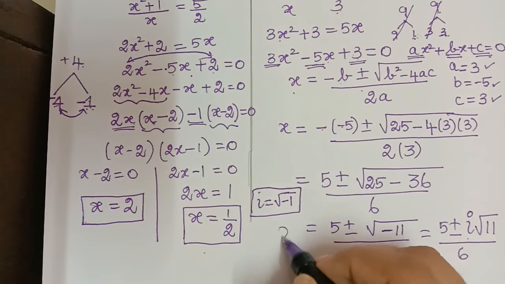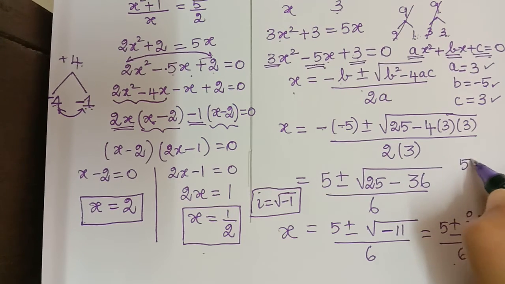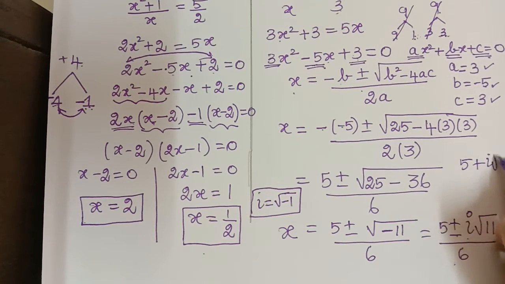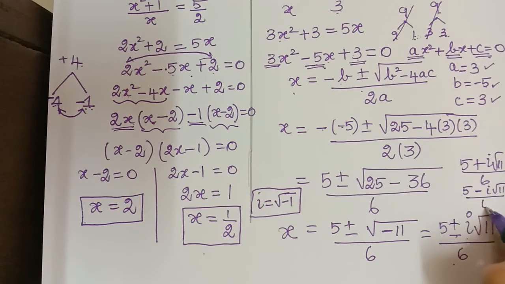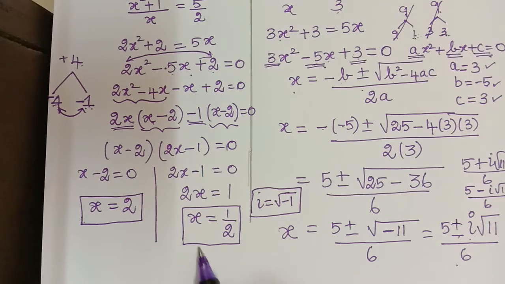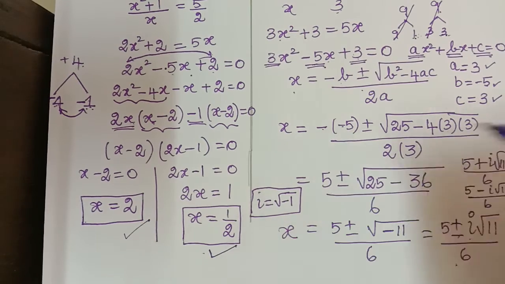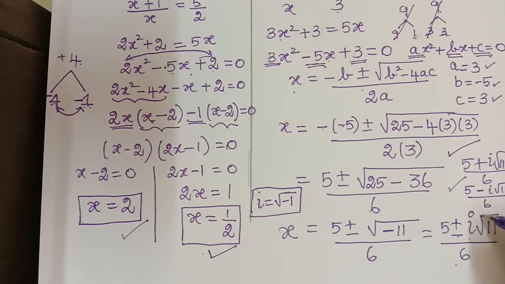So therefore the other two values of x are, actually one root will be 5 plus, because it is plus or minus. So first we will take the plus. So 5 plus i root 11 divided by 6, and the other root will be 5 minus i root 11 divided by 6. So these are the other two roots. So therefore the roots of the given reciprocal equation are x equal to 2, x equal to 1 by 2, and x equal to 5 plus i root 11 by 6 and 5 minus i root 11 by 6.